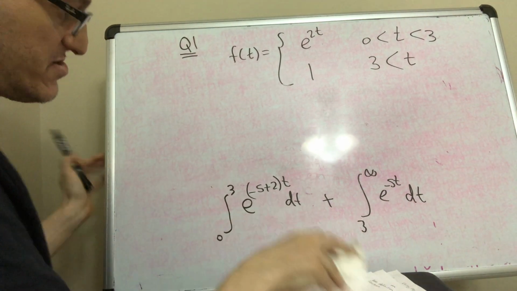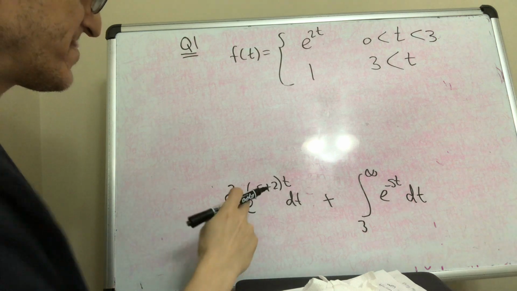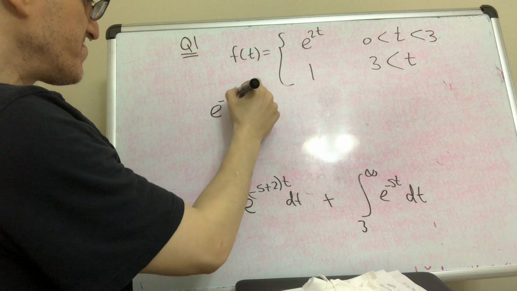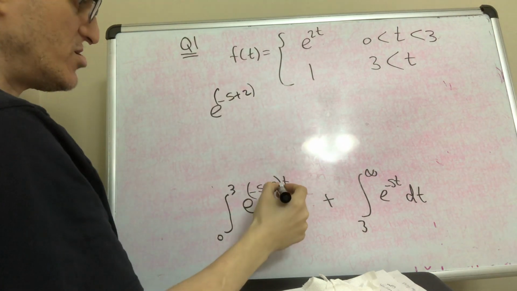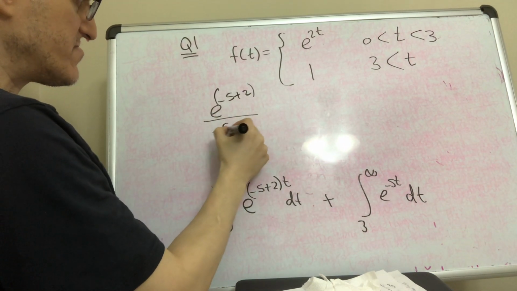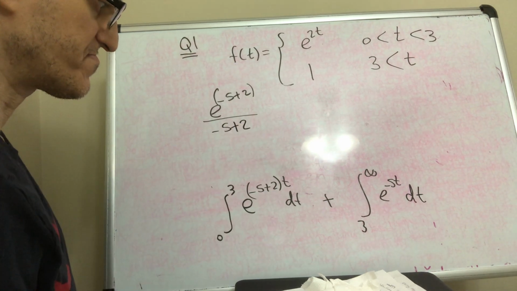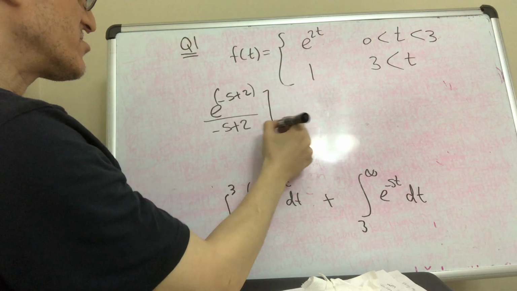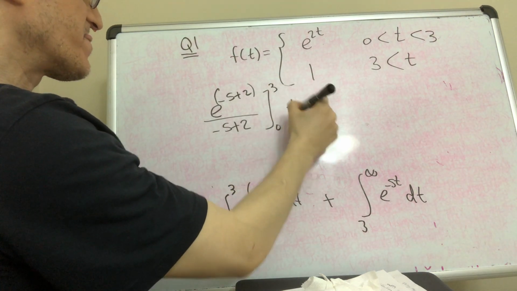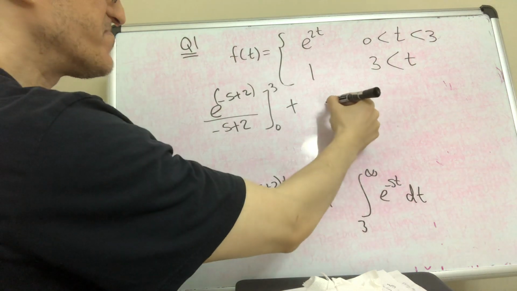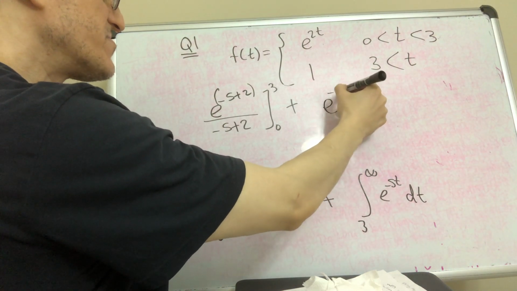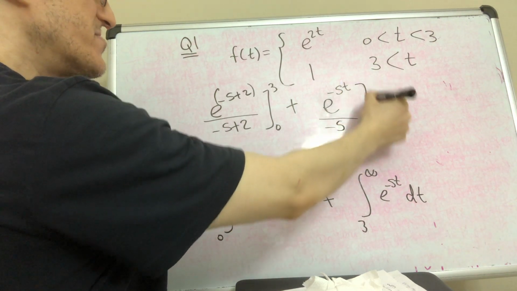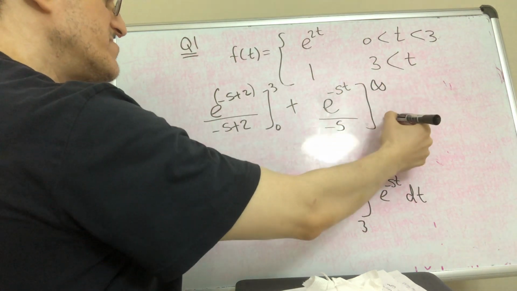So we integrate this one. The integral of e would be itself over whatever the multiplier is, whatever the thing that you have in front of the t. And you need to plug in 0 and 3. Same story here. Integration would be itself over the multiplier, the number in front of the t, and here we plug in infinity and 3.